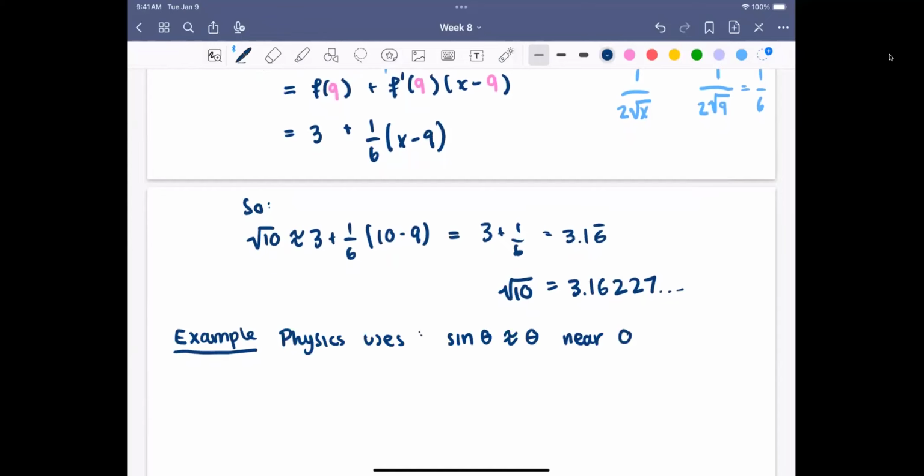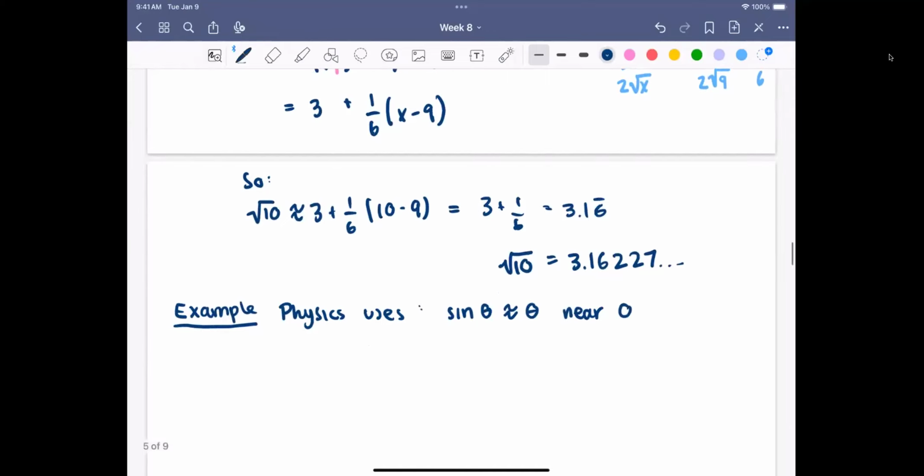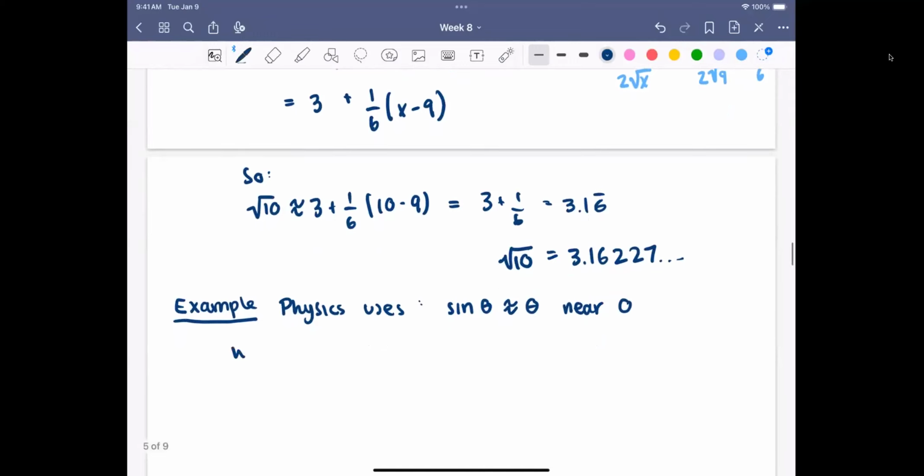If you put in an angle that's close to zero, then a lot of times physicists in a complicated calculation will just replace sine theta with theta everywhere. Is anyone in here in a physics class who's seen this happen? Yeah. So we'll justify that now using this linear approximation. So why can we do this?